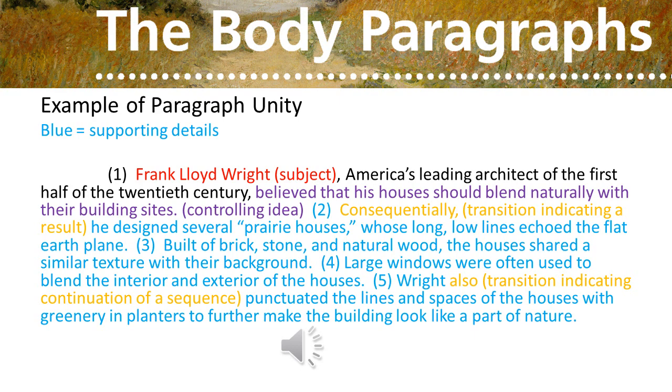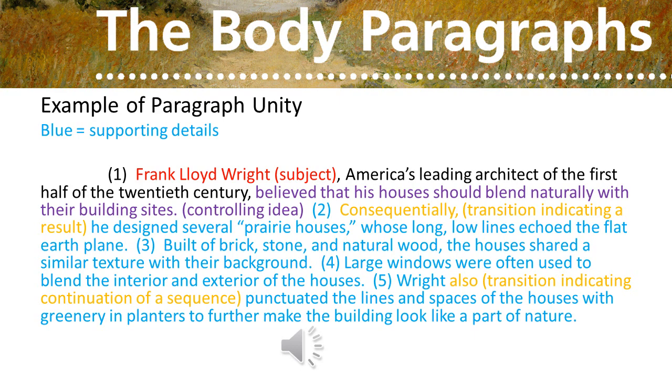Built of brick, stone, and natural wood, which we saw in the example, the houses shared a similar texture with their background. Large windows, and there are examples of that if you were to go back and look at it. Large windows were often used to blend the interior and exterior of the houses, meaning that you had a lot of the outdoors coming in through these large windows. Right, also, again, another transition indicating the continuation of a sequence. Right, also punctuated the lines and spaces of the house with greenery and planters to further make the building look like a part of nature.